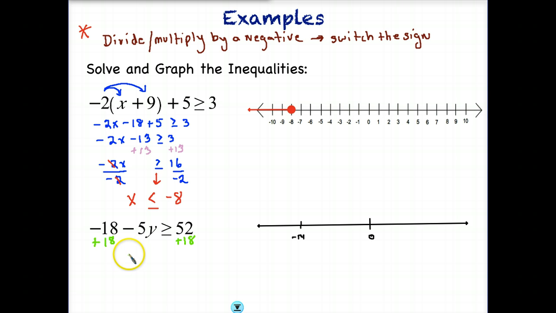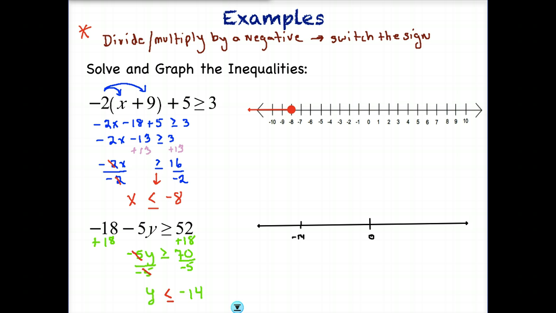And I would be left with negative 5y is greater than or equal to 70. Then I need to get rid of the negative 5, so I'm going to divide both sides by negative 5. And again, your brain should be thinking, we just divided by a negative 5, so I need to flip the sign. So instead of a greater than or equal to, I'm going to have a less than or equal to. So I will have y is less than or equal to negative 14.